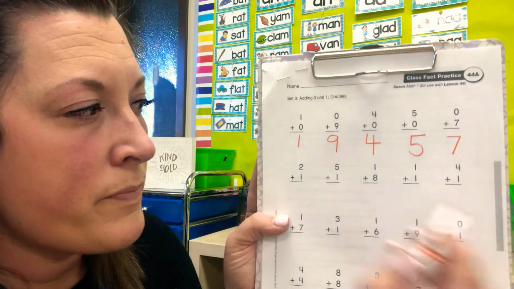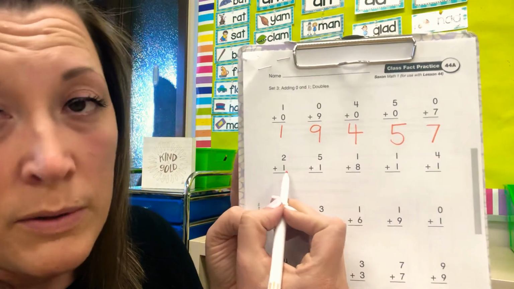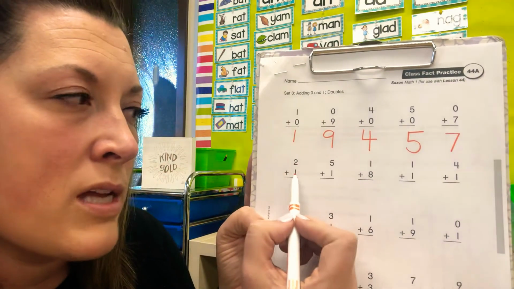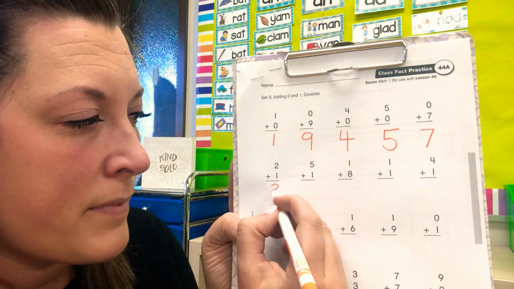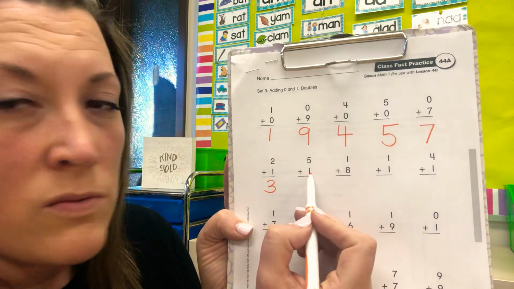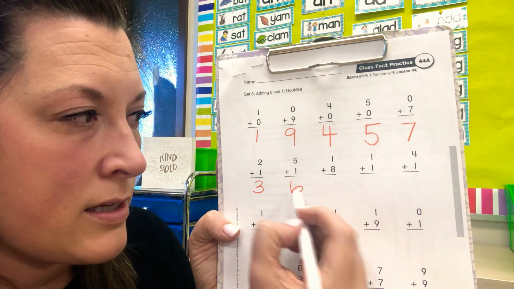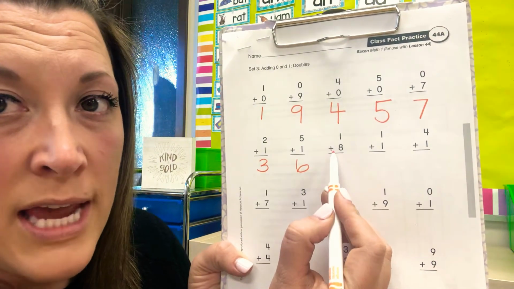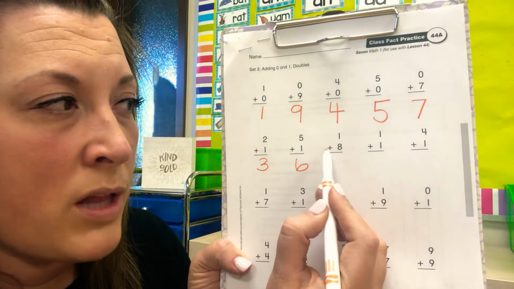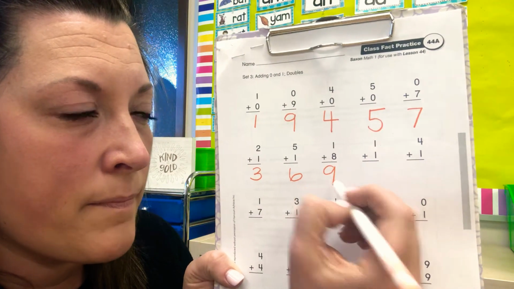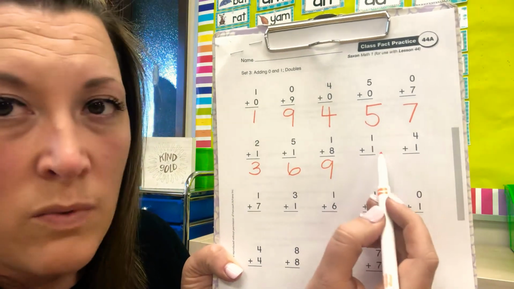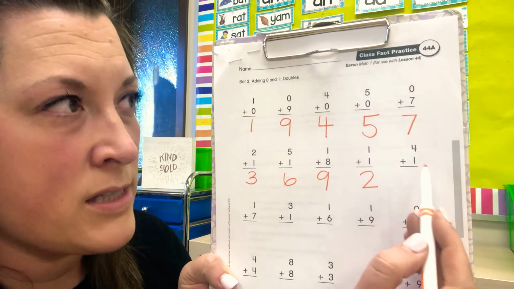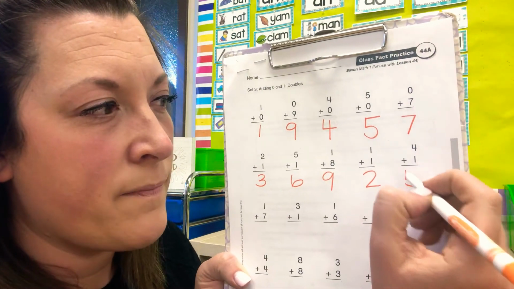Next row. 2 plus 1. Now we're doing plus 1. So you're going to do the next number in line. Ready? 2 plus 1 equals 3. 5 plus 1 equals 6. 1 plus 8, take the bigger number, which is 8, and add 1 to it. 1 plus 8 equals 9. 1 plus 1 equals 2. 4 plus 1 equals 5.